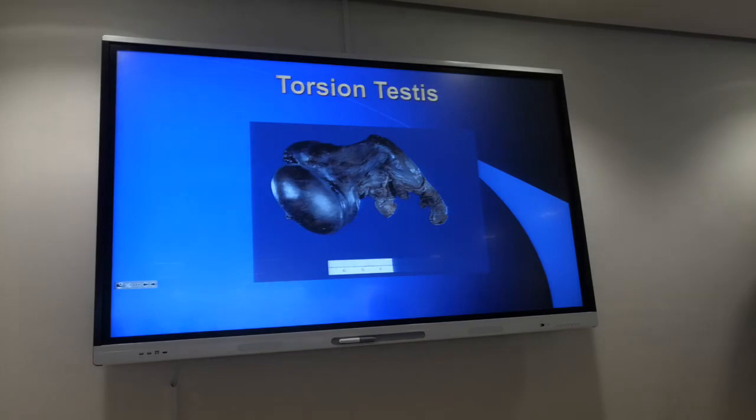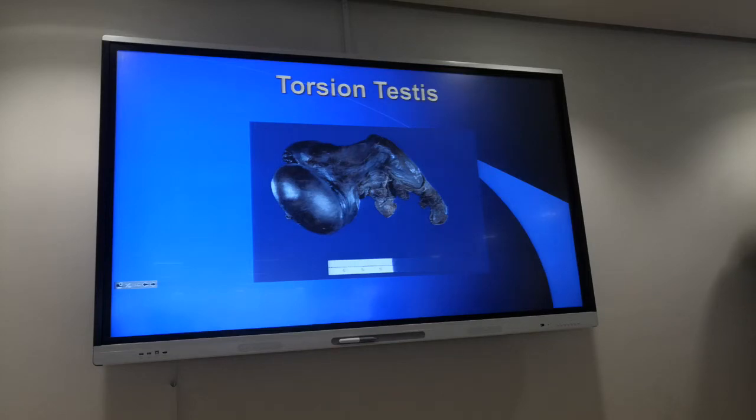Here is an example of a medical emergency, a very important entity that everybody should know about, the torsion testis. The name itself is a misnomer because in reality it is not really the testis that has turned on itself, that has twisted on itself. It is the spermatic cord actually that did this. And the first circulation that is going to be stopping in this case is going to be the venous circulation. Eventually that's going to be followed at the end with the arterial circulation.